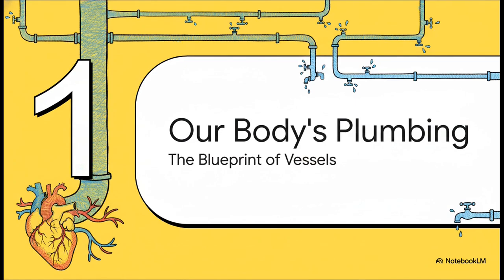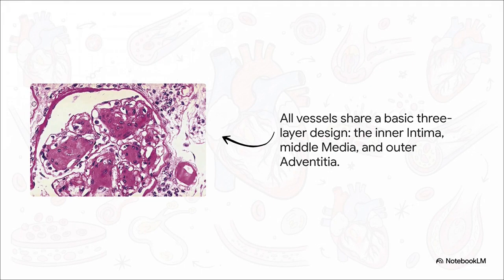Okay, Section 1. Our body's plumbing system. The blueprint. Let's start right at the beginning. I love this analogy. Think of the entire vascular system as the plumbing in a huge, complex building. You've got the main water lines, the smaller pipes going to each floor, and then the tiny taps in every room. Our body? Exactly the same principle. Now, have a look at this diagram. It shows you everything from the huge aorta down to the tiniest vessels.